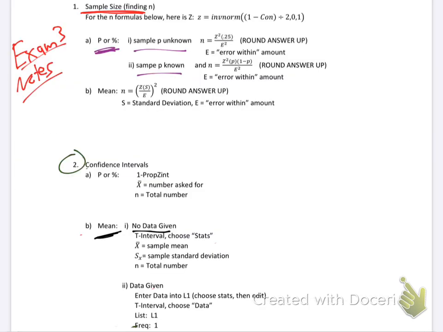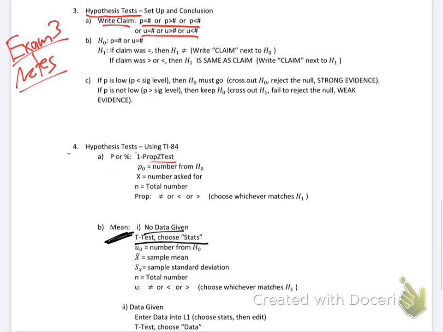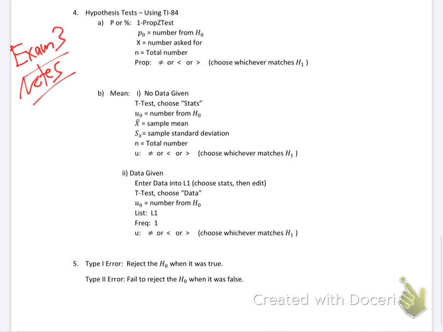I'll go to the notes here. So this is hypothesis test for a mean, and data is given. So if data is given, you put it in L1 and choose t-test. And then data, says the notes. Or it's even a little bit better to see right here. Data given, put the data in L1, t-test, choose data, and there's the rest of what we do. So let's go do that.